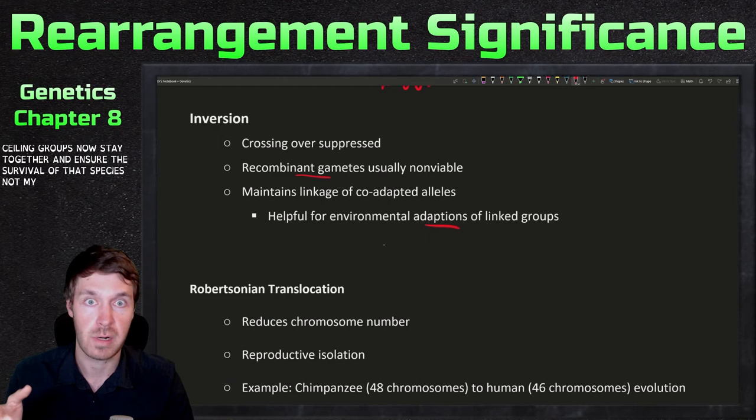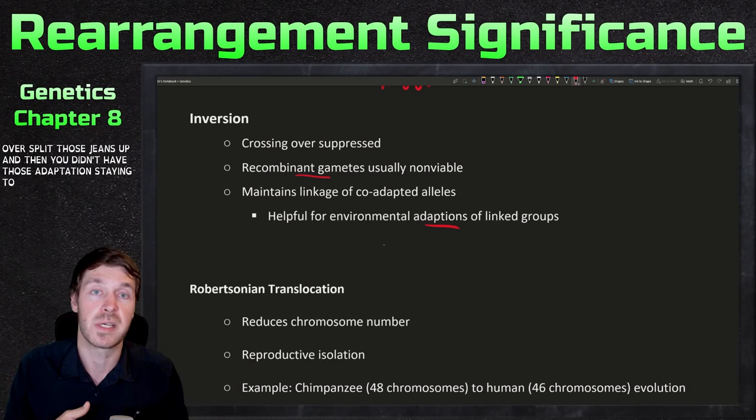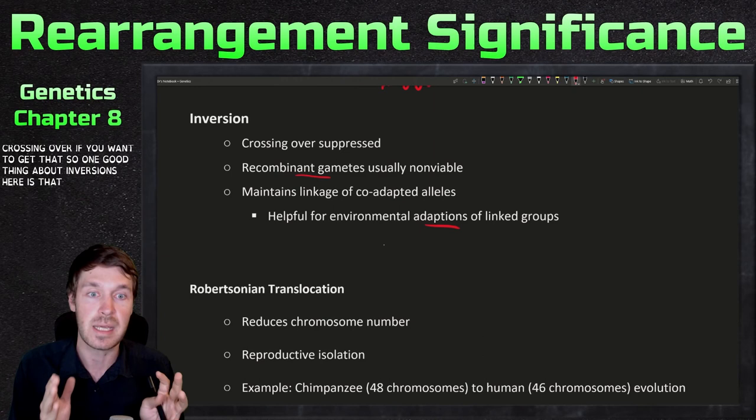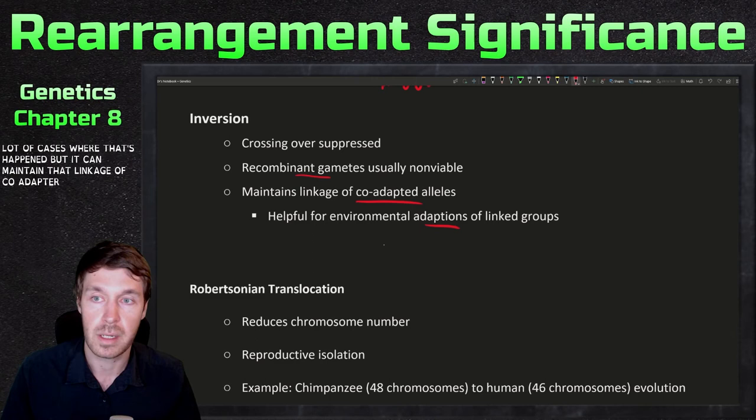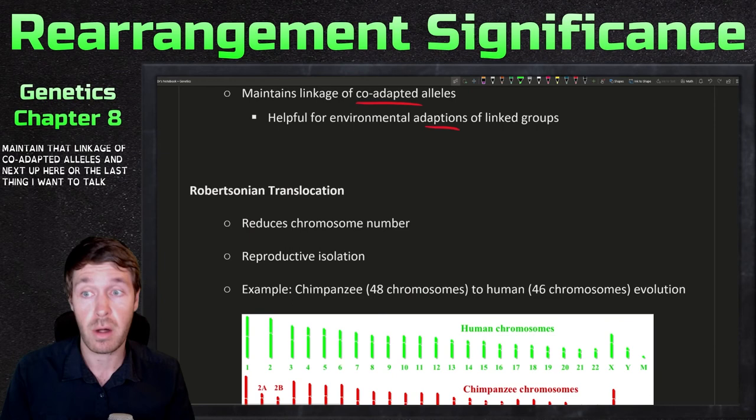Now imagine if crossing over split those genes up, and then you didn't have those adaptations staying together because of crossing over. You wouldn't get that. So one good thing about inversions is that they can keep these linked groups together, or adaptations for something like the environment. You know, not a lot of cases where that's happened, but it can maintain that linkage of co-adapted alleles. And the last thing I want to talk about is Robertsonian translocations.